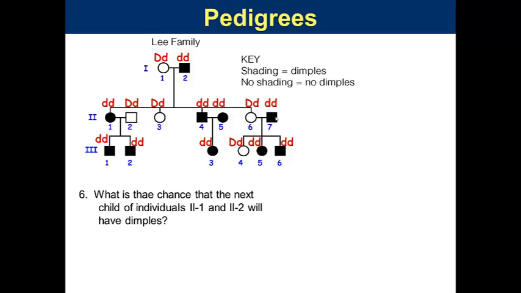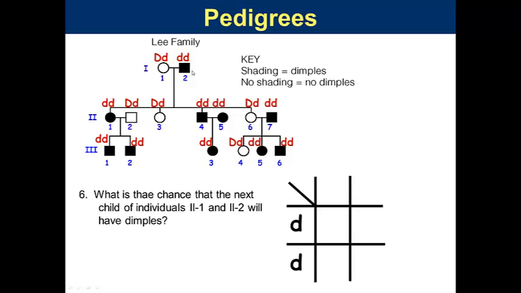What is the chance that the next child of individuals I-1 and I-2 will have dimples? So you do a Punnett square, the male on the side, little d, little d, the female on top, big D, little d. The chance is 50-50. They can have a 50-50 chance of producing a heterozygous offspring or a homozygous recessive offspring.